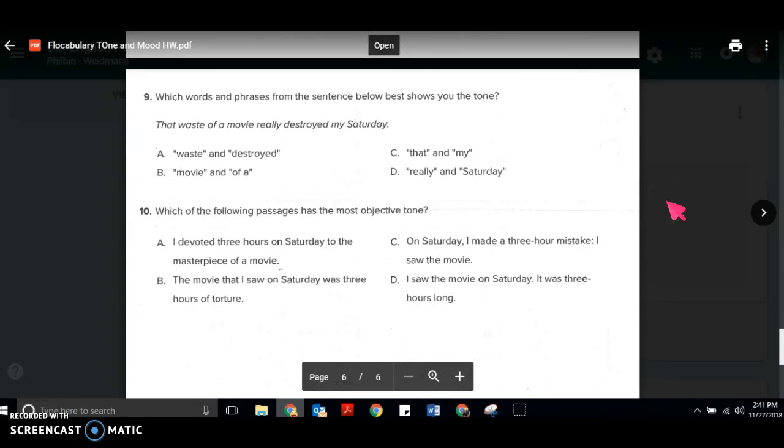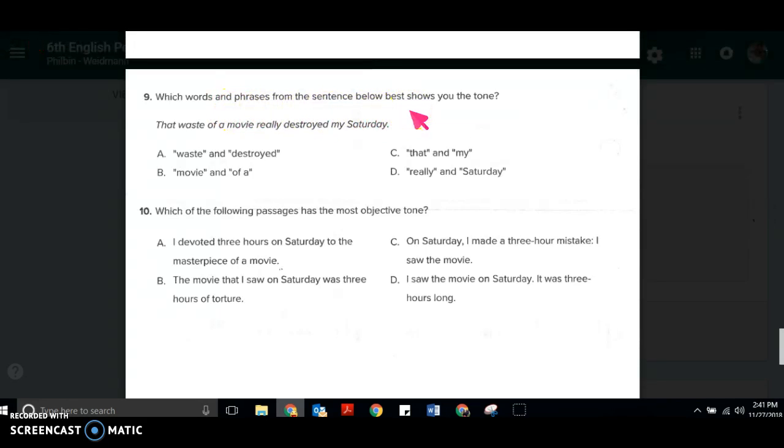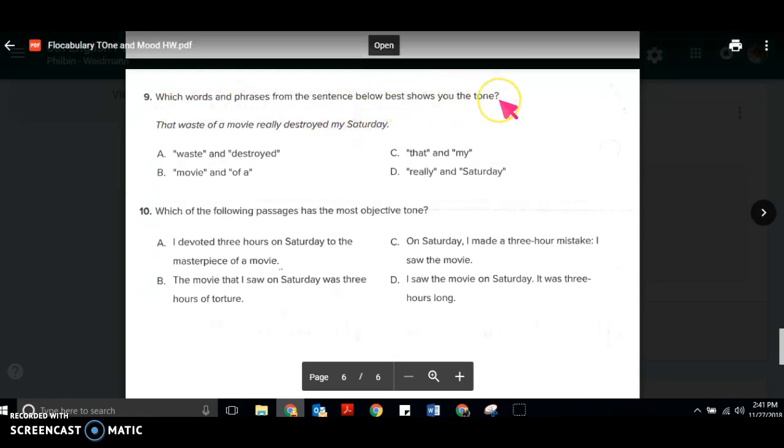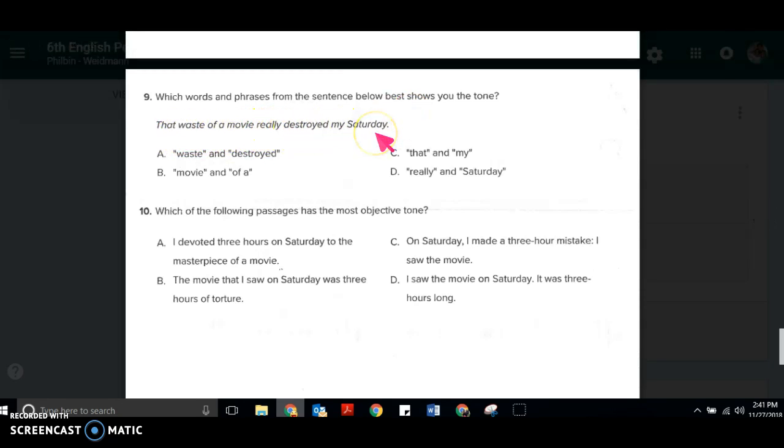Question 9. Which words and phrases from the sentence below best show you the tone? That waste of a movie really destroyed my Saturday. Which words and phrases from this sentence best show you the tone? A. Waste and destroyed, B. Movie and of, C. That and my, or D. Really and Saturday.